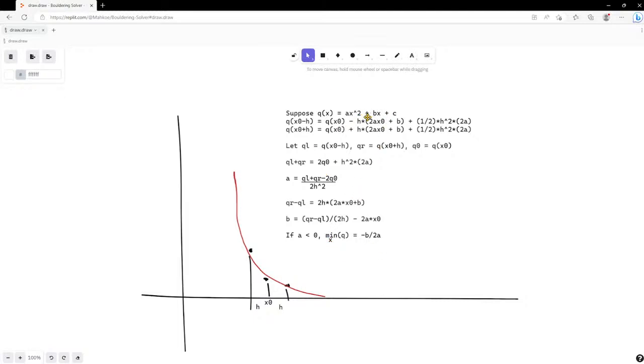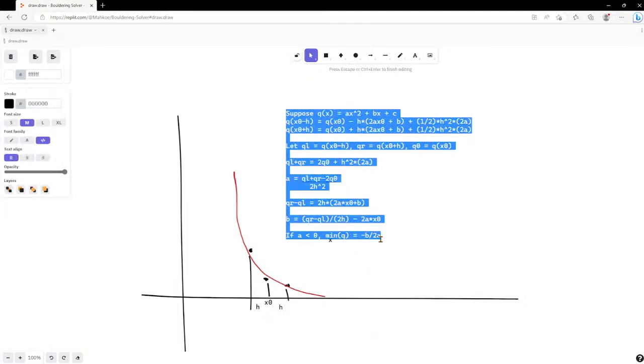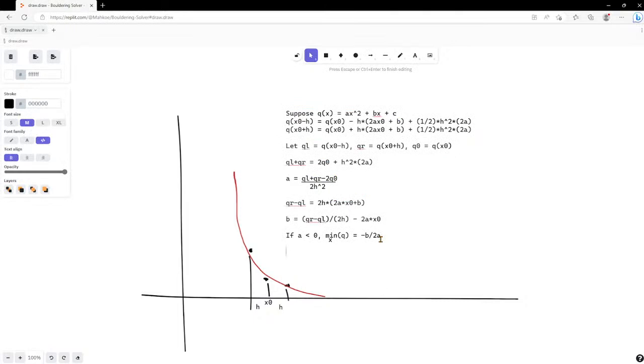Let me just, the derivative of that is 2ax plus b, yeah, minus b over 2a. So finally, if we plug in all of that stuff, we get negative b, which is ql minus qr over 2h, plus 2a times x naught, and then all of that over 2a.